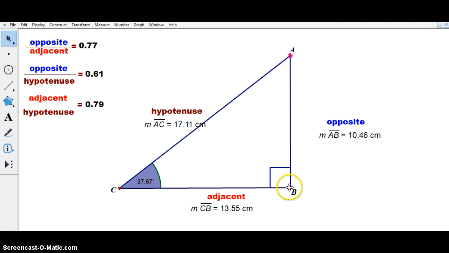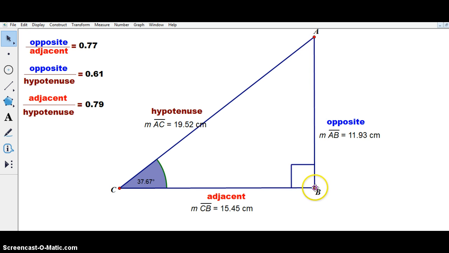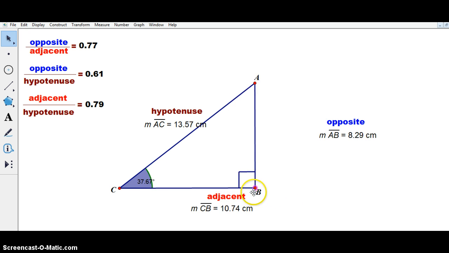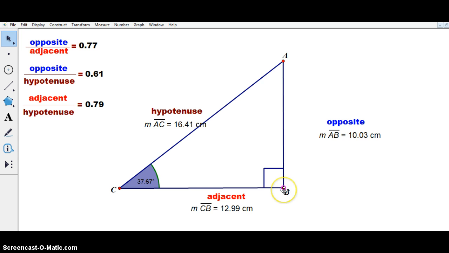But if I decide to leave the angle and just change the lengths of the sides again, the ratios stay the same, even though the side lengths are changing. That's the power of trig, and that's what we will rely on to solve problems involving right triangles.